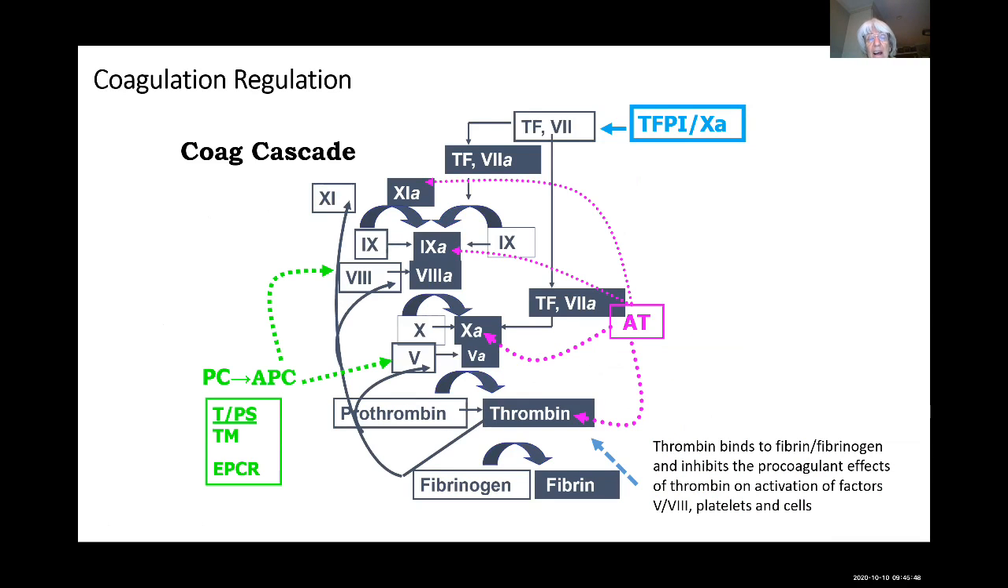Now, the body has a number of systems to regulate clotting so it does not become excessive and does not cause a pathologic blood clot. Since tissue factor initiates a lot of clotting, there is a unique protein called the tissue factor pathway inhibitor, which binds to factor 10, and the two of them will inactivate tissue factor 7. That prevents tissue factor from getting out of hand and causing clotting in the bloodstream where we don't need it, and extending the clot too far.